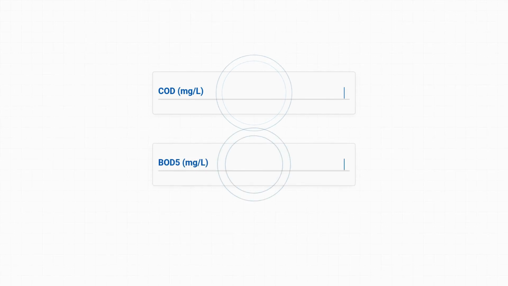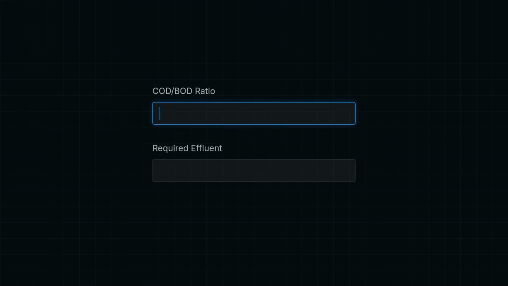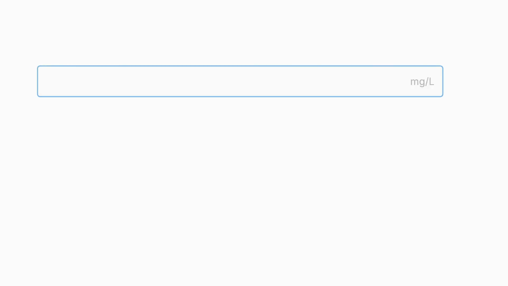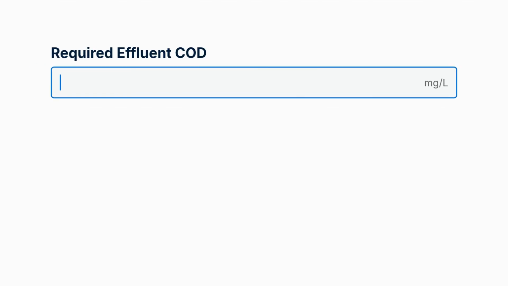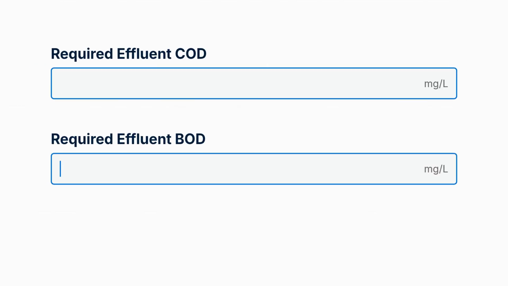Now for the input fields. Enter your COD in milligrams per liter, your BOD5 in milligrams per liter, your COD-BOD ratio if calculating other parameters, and if estimating treatment efficiency, enter your required effluent COD and required effluent BOD, both in milligrams per liter.